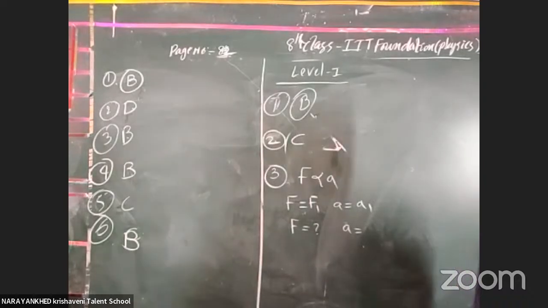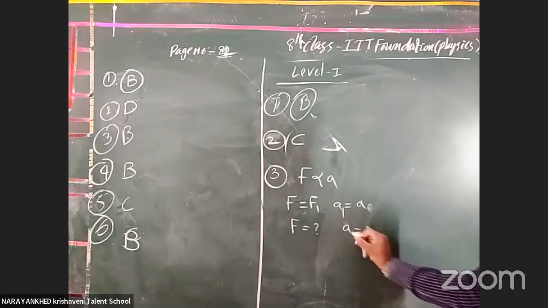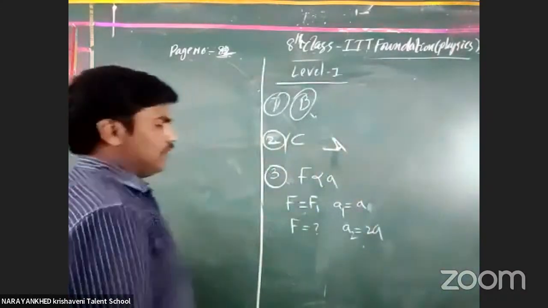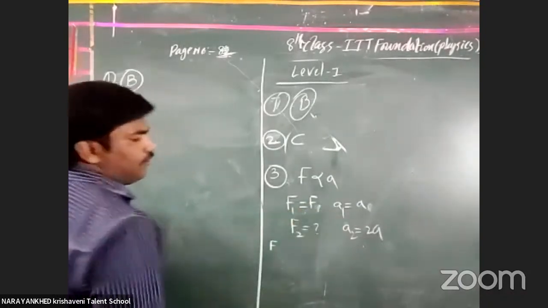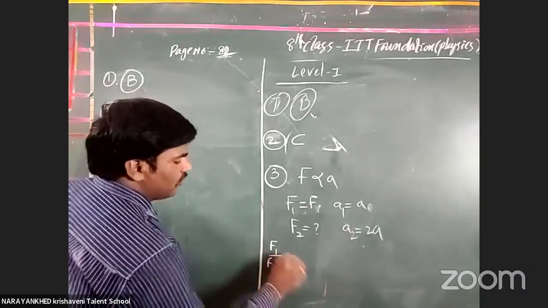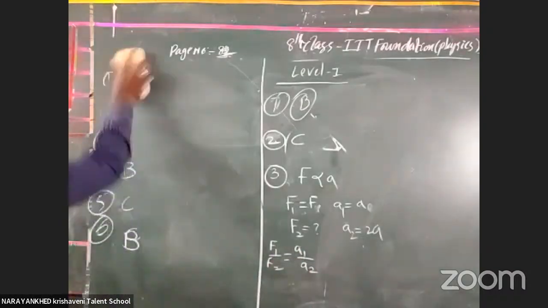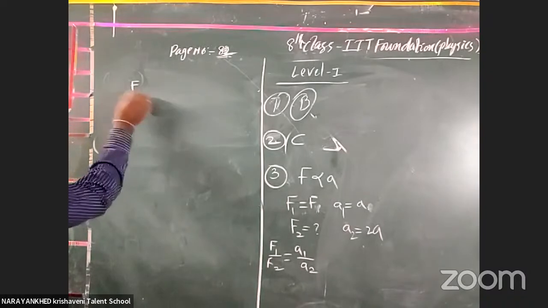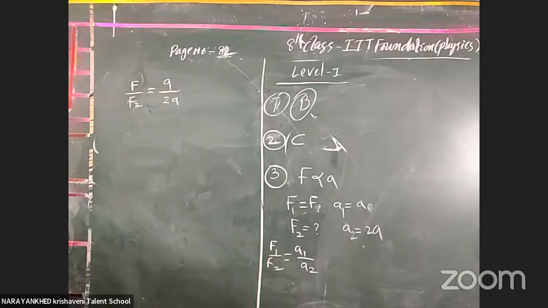The acceleration of the body is doubled. Okay, means A1 is equal to A, A2 is equal to 2A. Then what happened? F1 is equal to F. Now F1 by F2 is equal to A1 by A2. Now F1 is equal to F, F2 is unknown, A1 is A, A2 is 2A. Got it or not? Yes.